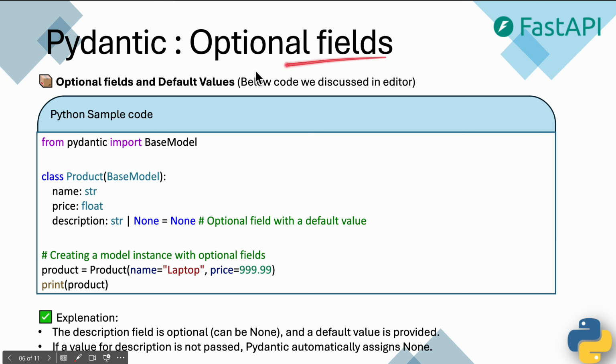Pydantic optional fields. Optional fields and default values. The below code we discussed in the editor. Explanation: the description field is optional, can be None, and a default value is provided. If a value for description is not passed, Pydantic automatically assigns None.